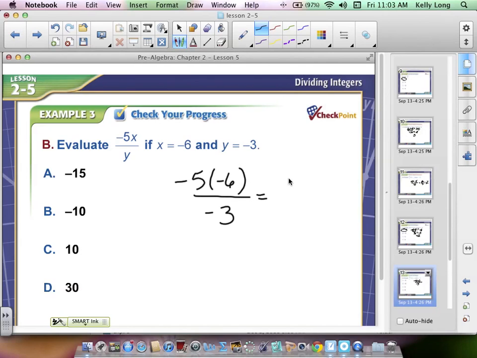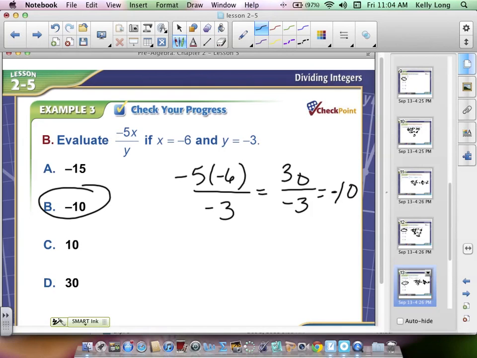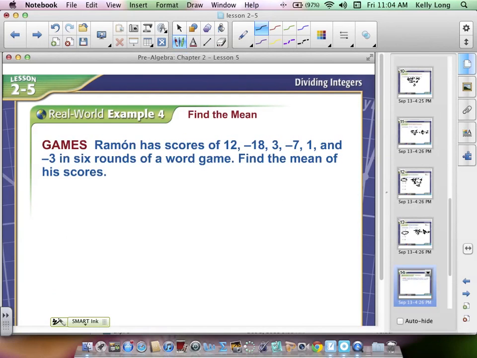What's negative 5 times negative 6? A positive 30, because those are like signs, divided by negative 3. I'm dividing with unlike signs, so my answer is going to be negative. And what's 30 divided by negative 3? Negative 10, or choice B. All right, got the hang of it? I'm going to show you one more kind.